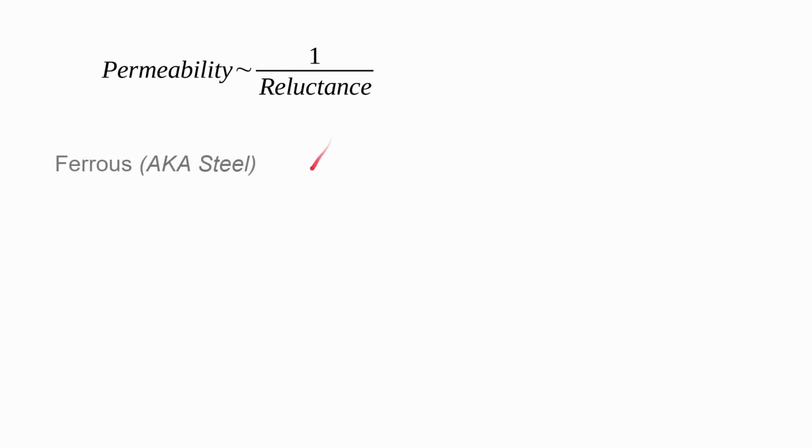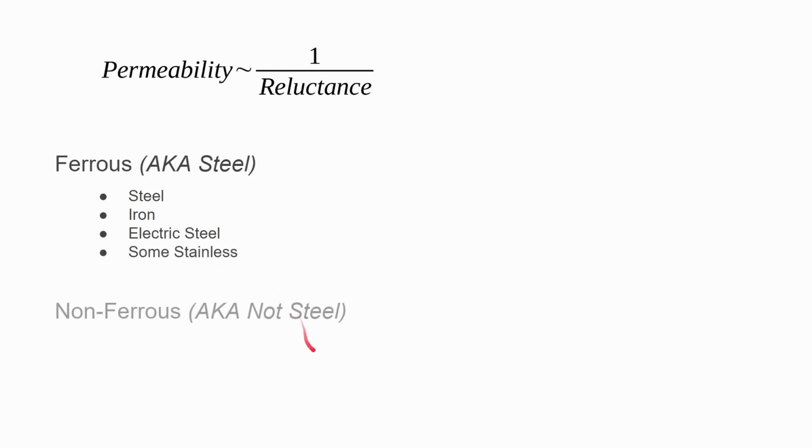Now, there is one more parameter we need to talk about. Permeability is similar to electrical conductivity and represents how happily a magnetic field will flow through a specific material. It's inversely proportional to reluctance, but reluctance depends on geometry, where permeability is material specific. When it comes to permeability, materials fall into basically two categories. Ferrous materials have high permeability and magnetic fields will happily flow through them. This is basically your steel, iron, electric steel, and certain grades of stainless. Most other materials have low permeability and therefore create high resistance in the magnetic circuit.